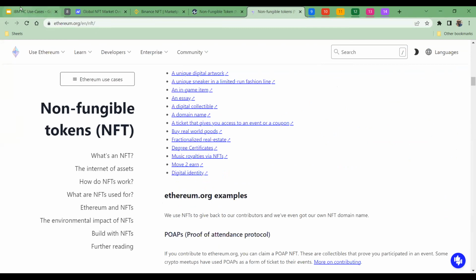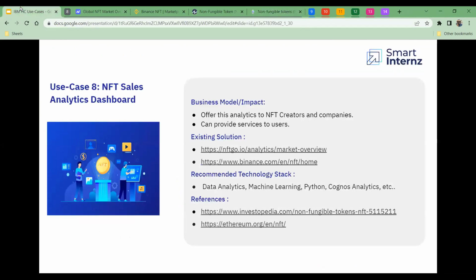So I suggest you all go to the references and study more about what an NFT is and how every cryptocurrency platform is managing NFTs, how transactions are happening, and also the existing solutions. You can look over them, and how they have created dashboards or anything and how it's helping people. My suggestion is to go explore more.